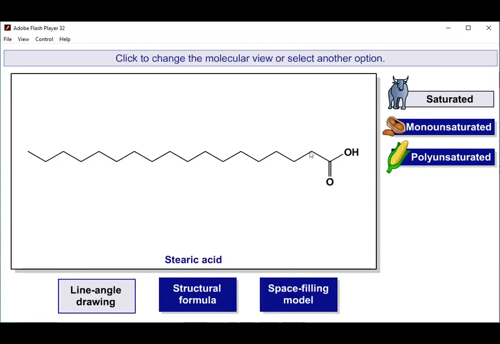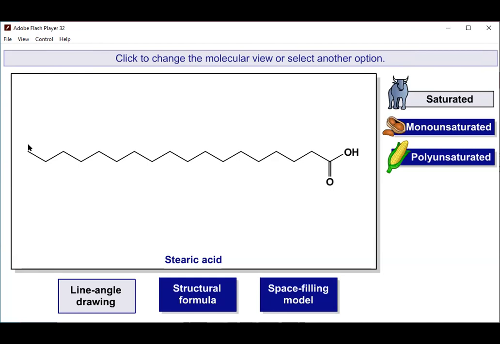What you can see is that this is the line angle drawing. In a line angle drawing, every end of the line, like right here, and every joint where two lines meet and there's a bend, like here, or even here where there's more bonds, is a carbon. And so there's no letter C there. The number of hydrogens is also implied, so that every carbon has 4 bonds coming out of it.